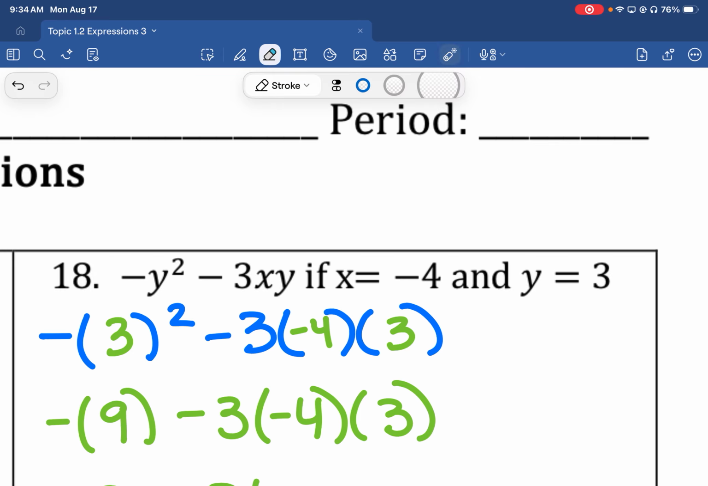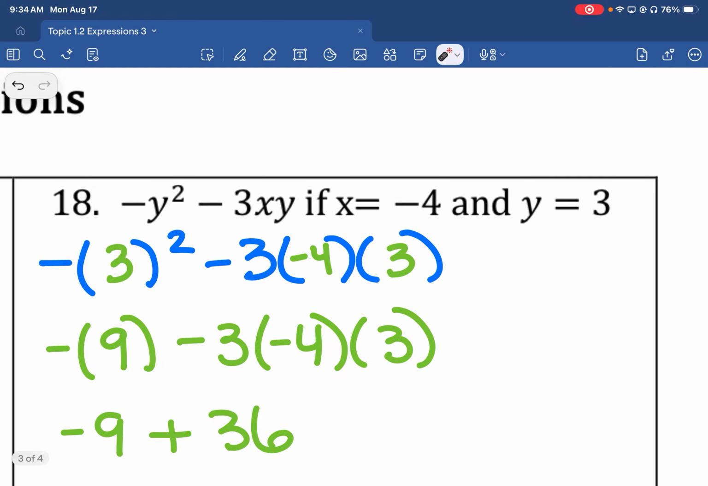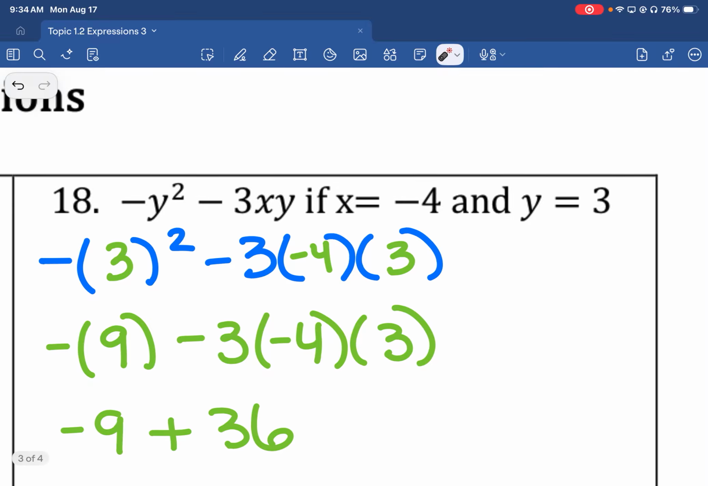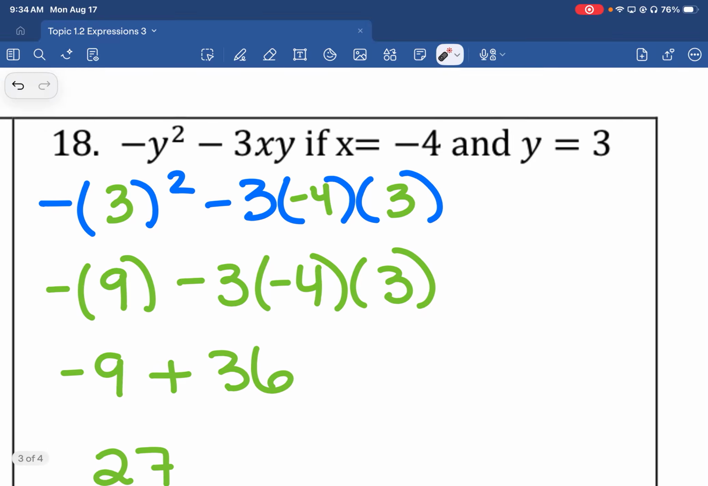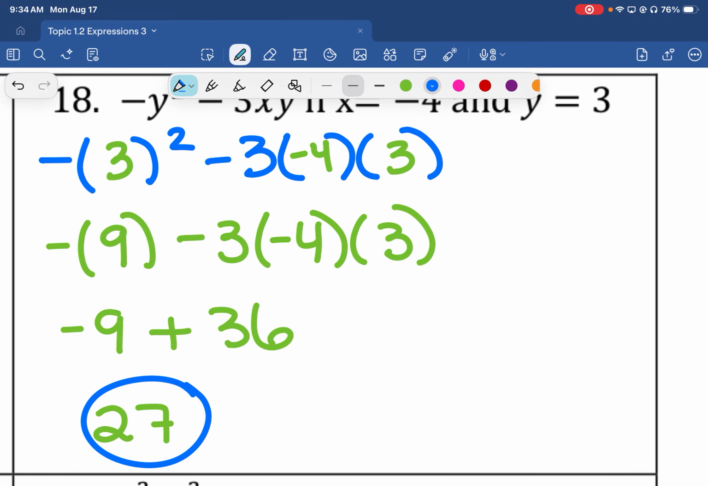Now, what part do we do? The multiplication, right? What is negative 3 times negative 4? 12. What is 12 times 3? 36. Okay, so we have negative 9 plus 36, which gives us? Oh. Silly me, 27. It is 27.